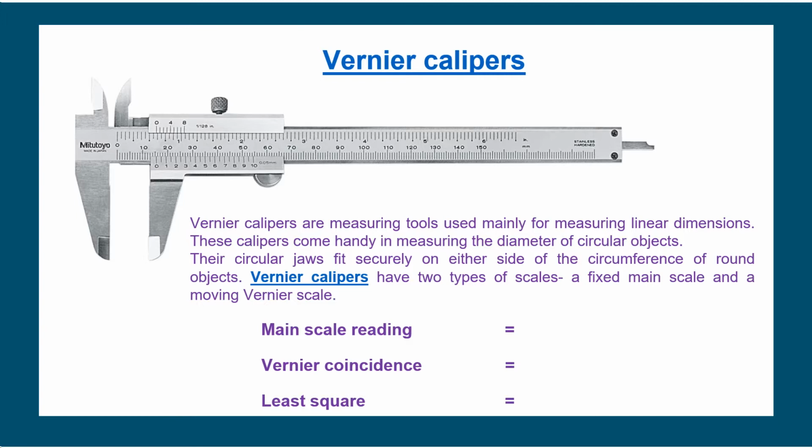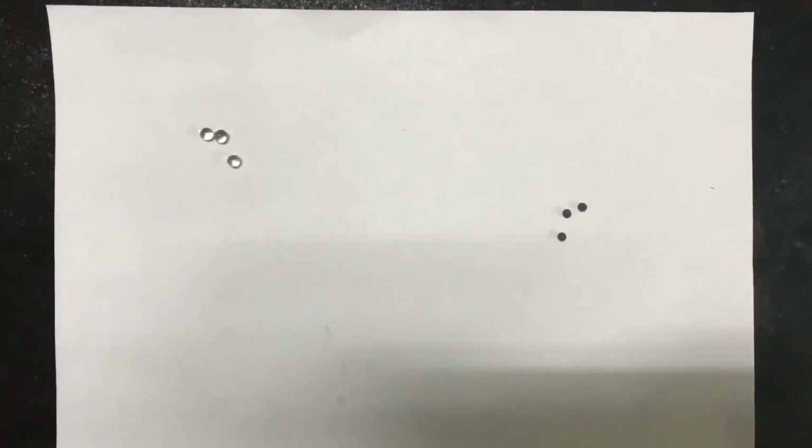You have used this Vernier calipers in your physics laboratories in school and first year. So this Vernier calipers will have two types of scales. One is the main scale and another one is the moving scale, which is the Vernier scale. So we will note the main scale reading as well as the Vernier scale reading, which is called Vernier coincidence. Then for each instrument, each device, we will have a least count. In this case, this least count is around 1 by 50 mm, which is 0.02 mm.